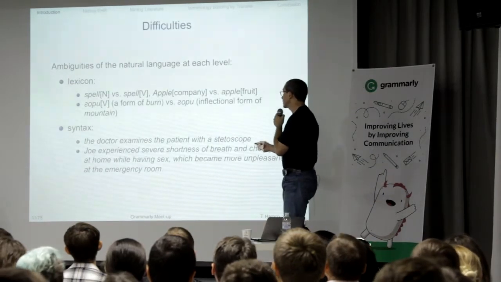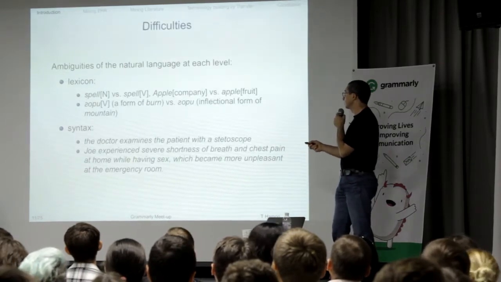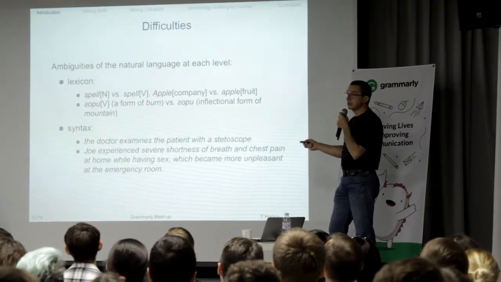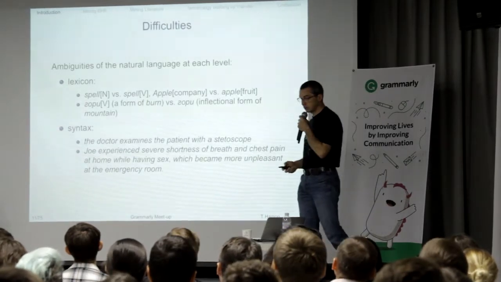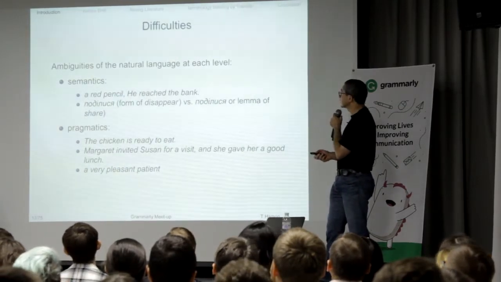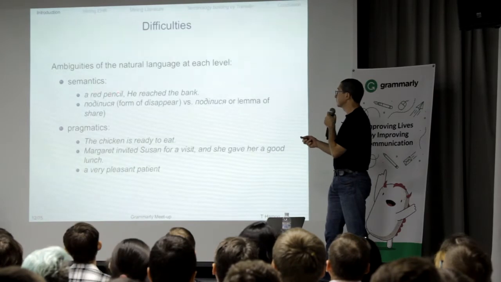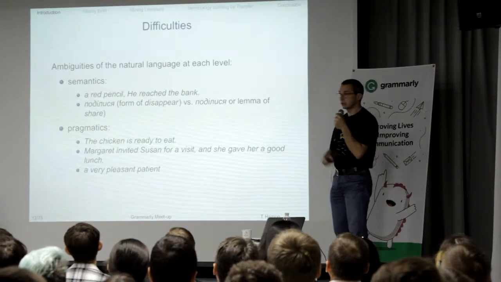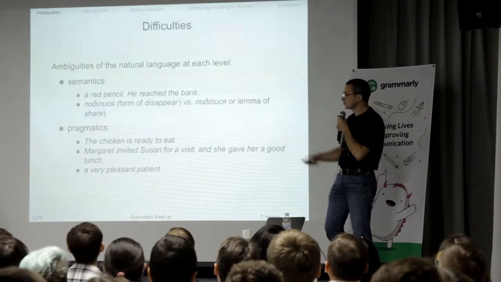For the syntax, there are a lot of problems. For instance, in this sentence, the patient can be with a stethoscope, or the doctor can examine the patient with a stethoscope, and so on. And the others can give some more funny interpretations. There is also ambiguity at the semantic level, for instance, a red pencil, or he reached the bank. Bank can be where you put your money, or the bank of the river. It can be close to the river.